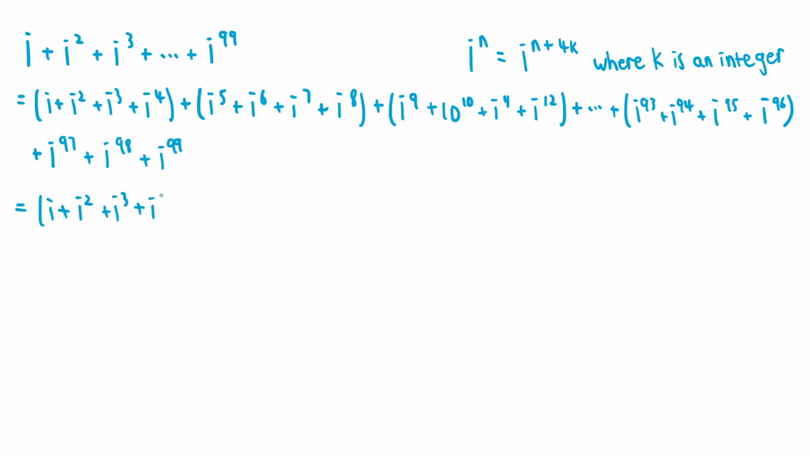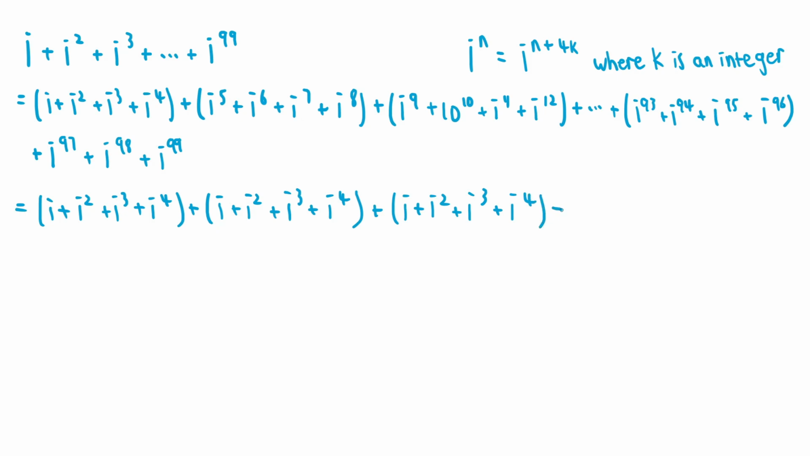The first 4 terms can stay the same, so this is still i plus i squared plus i cubed plus i to the 4, but for the next 4 terms, we can use the formula and rewrite i to the 5th as i, i to the 6 is equal to i squared, i to the 7 is equal to i cubed, and i to the 8 is equal to i to the 4. So this pattern continues, and i to the 9 plus i to the 10 plus i to the 11 plus i to the 12 can be rewritten as i plus i squared plus i cubed plus i to the 4, and this applies for every group of 4 that we can form.